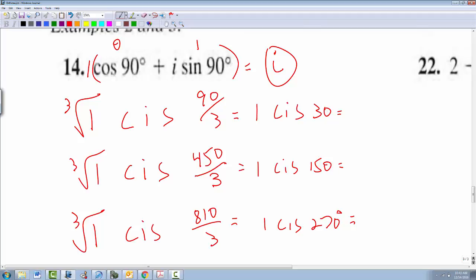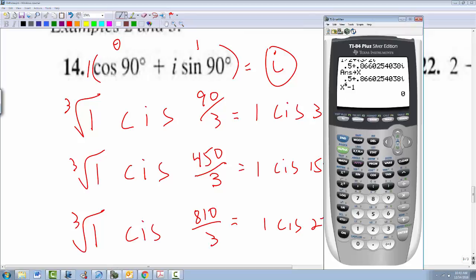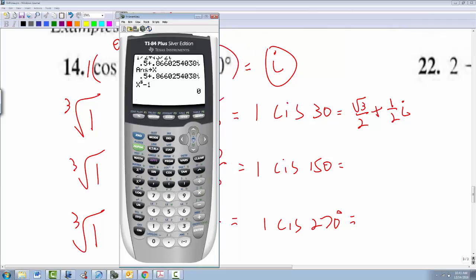All right. What's the cosine of 30? Root 3 over 2, plus, what's the sine of 30? 1/2. So this cubed should equal i. That's what you found. I'm going to the calculator now. Clear. Last hour I did the fraction button. I don't really need to, but I'm going to anyway. And I'm going to type this.